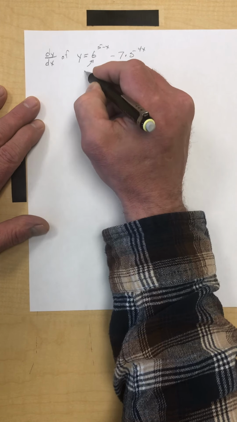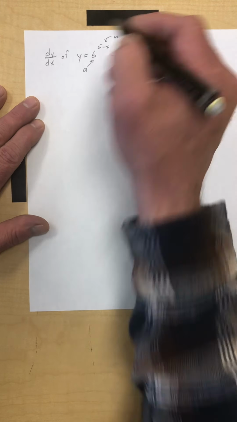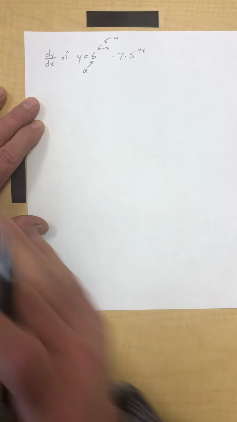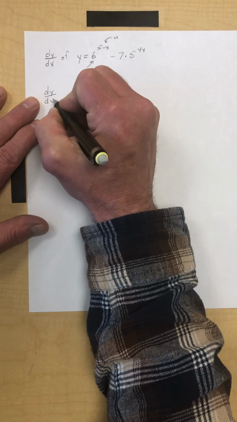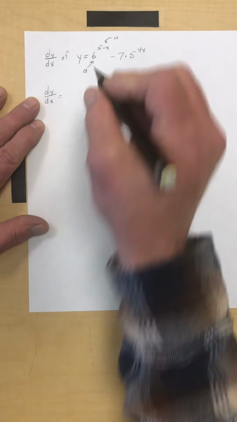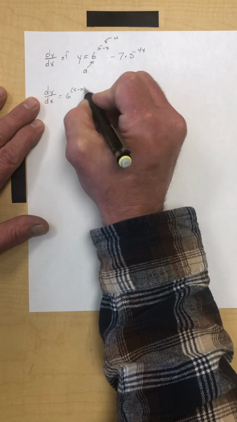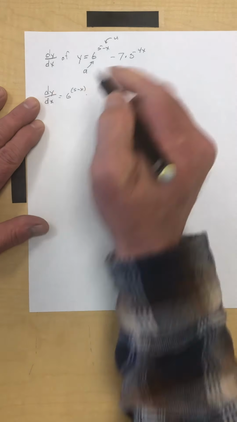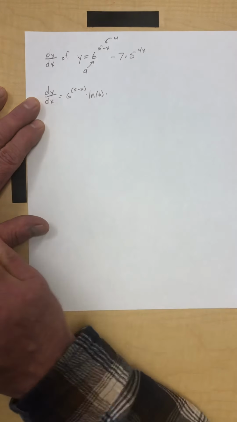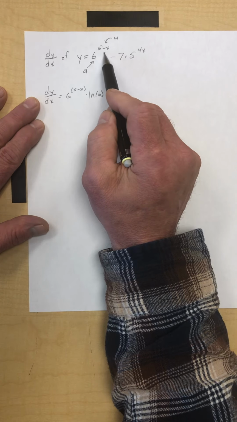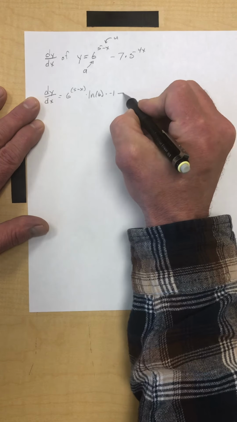Your a is 6. That's your base. And then your u is your 5 minus x. So just applying the rule, we get dy/dx equals a to the uth, so it would be this expression, 6 to the power of 5 minus x, times the natural log of a, which obviously is 6, natural log of 6, times the derivative of the exponent, the derivative of u, 5 minus x, so that derivative would be negative 1. Bring your minus sign down.